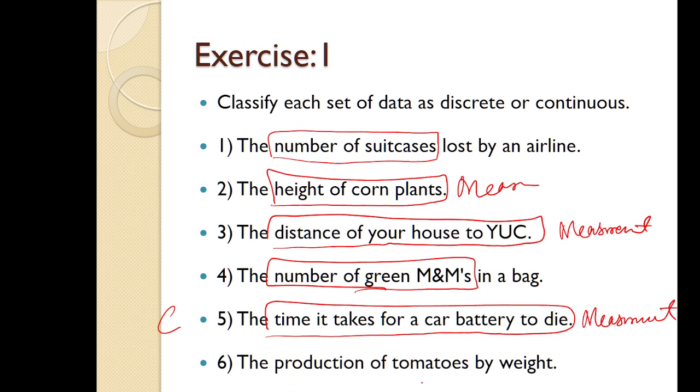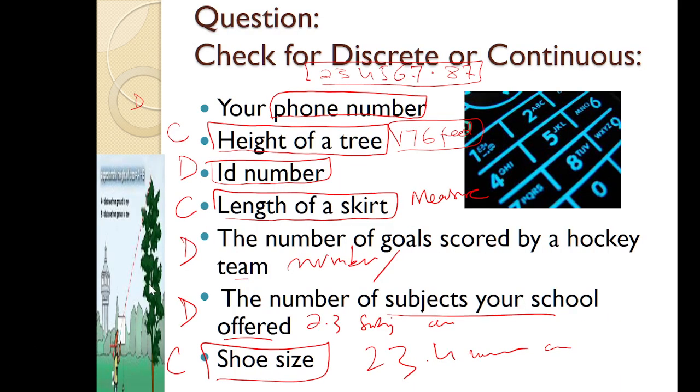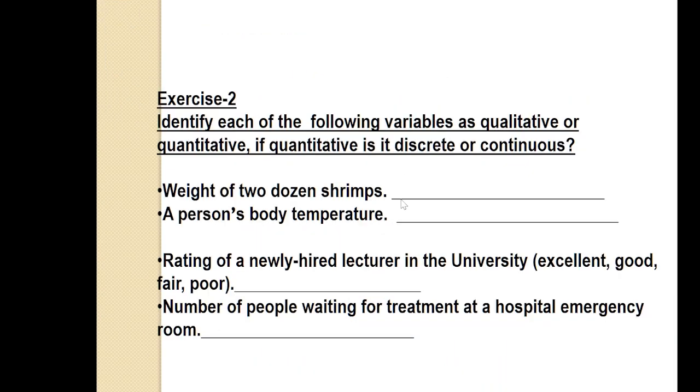And the production of tomatoes by weight. If there is a weight, weight is a measurement. If there's a number of potatoes or tomatoes, right? If there's a number, just remember you can count 1, 2, 3, 4, 5, 6, or 100,000. That can be a discrete number. So I think we have made it quite clear about the types of data, and that should be enough.